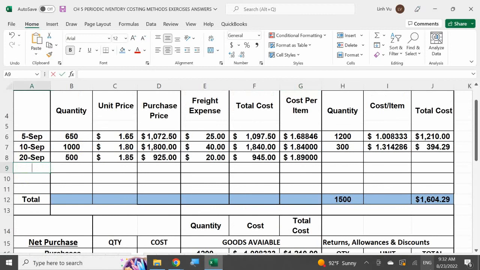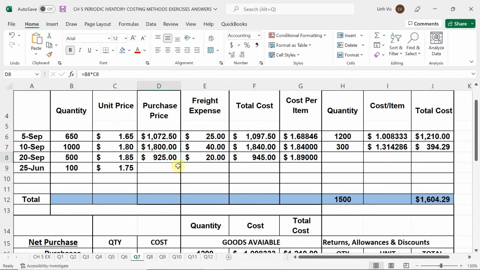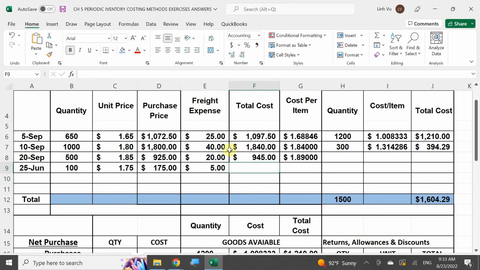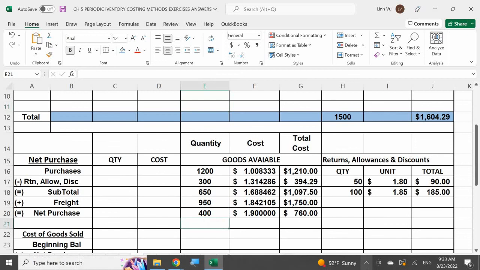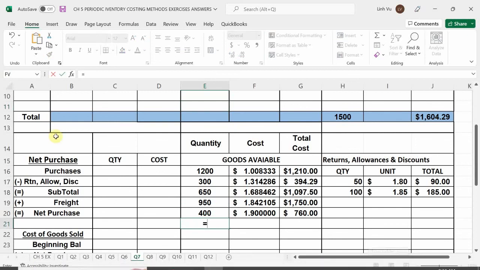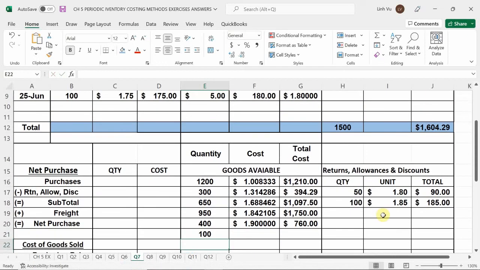So we're able to just go ahead and transfer that amount over into our inventory. Okay. So you had it at $1.75, made it $175. Your freight was $5, so that was $180. Divide that by 100, it's $1.80. So again, we can pop that into our inventory on hand or goods available.